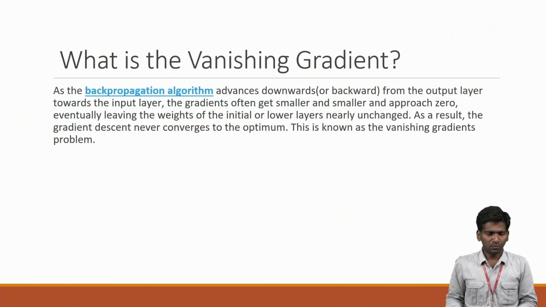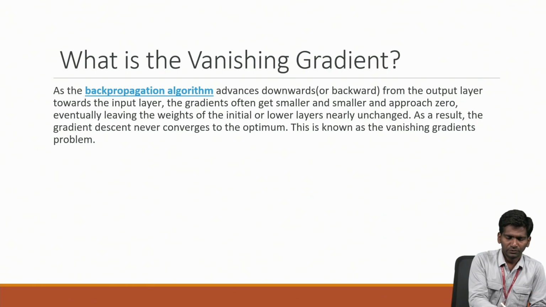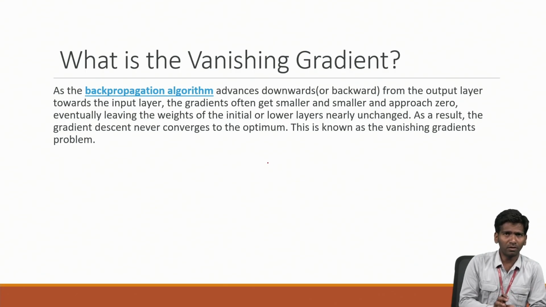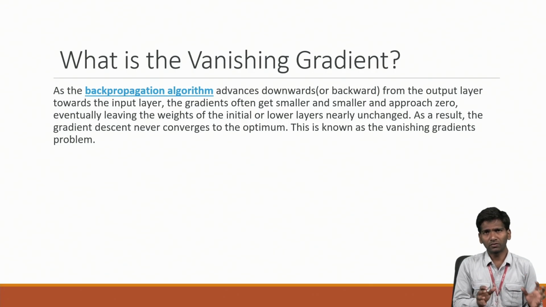Let us first see the definition of vanishing gradient, and later we can contrast it with respect to deep learning. During back propagation, we keep on updating the weights, modifying the weights until the predicted value matches the actual value.